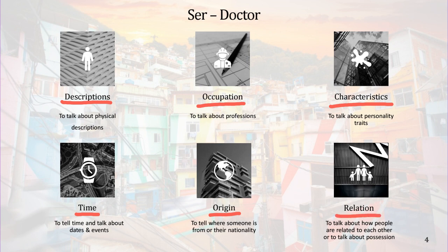The R stands for relation. So whenever you want to talk about how people are related to each other, you're going to use the verb ser if you want to talk about your siblings or your parents or your friends. And then also if you want to talk about things that you own, things that you possess, you're also going to use the verb ser.